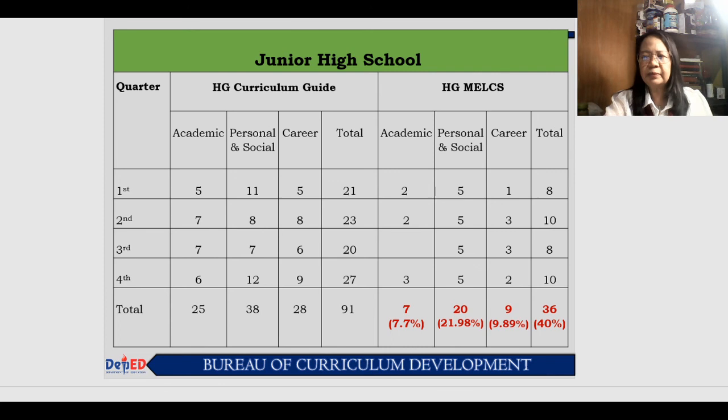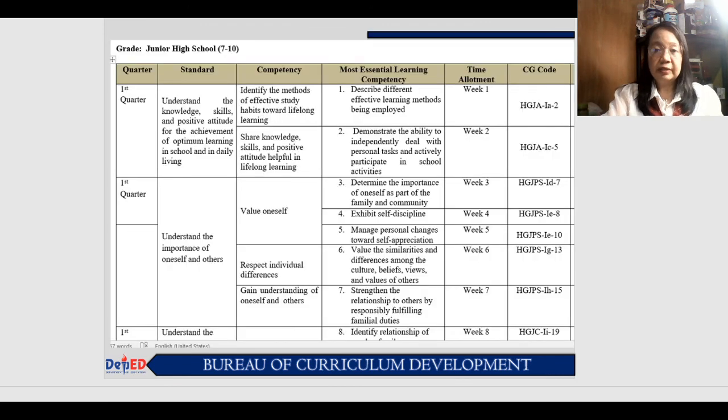Higher number of personal and social domain because learners need to have the ability to protect themselves and others during the crisis or the pandemic. This is also an example of the most essential learning competency for the junior high school.